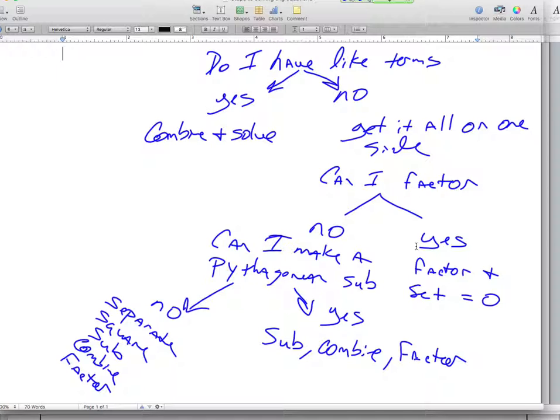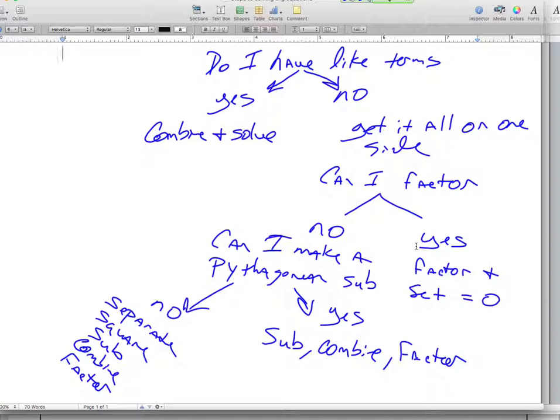So if you follow this in your mind, then you should be fine. Do I have like terms? Yes, combine and solve. Sometimes when I'm asking myself, do I have like terms, there may be only one term. If there's only one term, then all I have to do is solve. That should be the easiest one. That's why most everybody got number 2 correct.